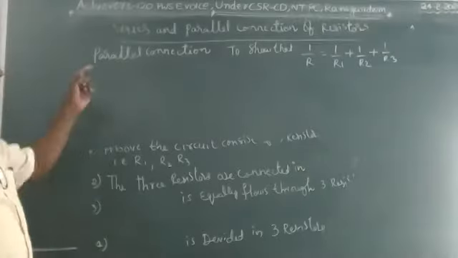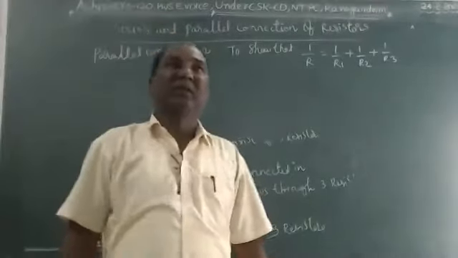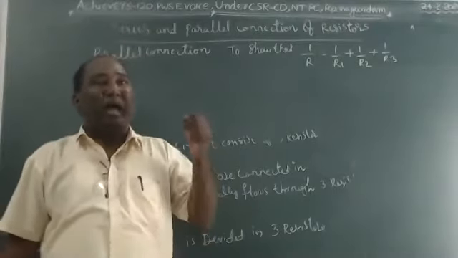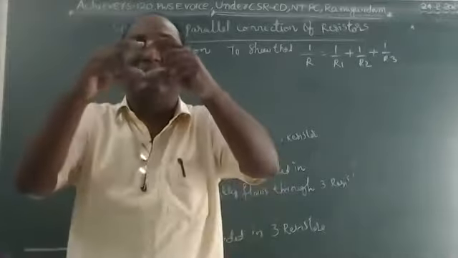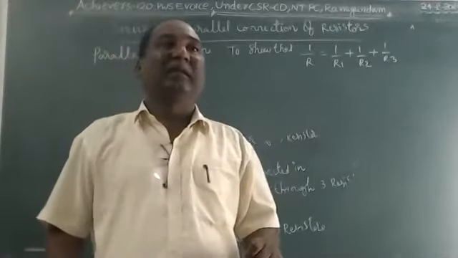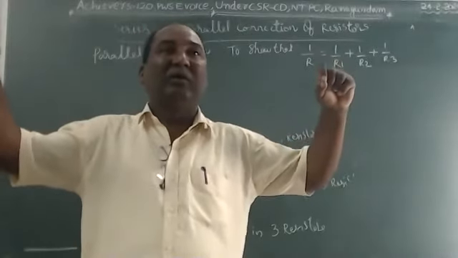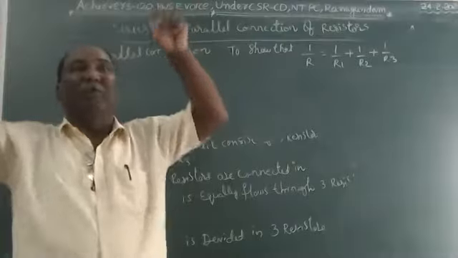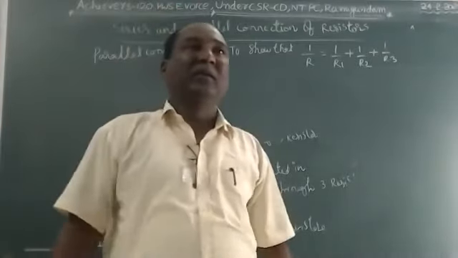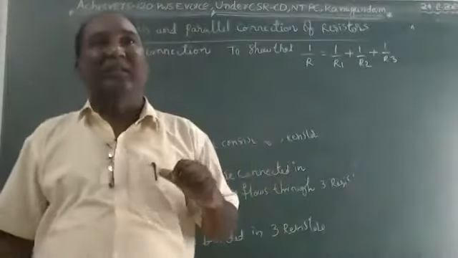Okay, children, in parallel connection, before that, what is meant by parallel connection? It means all the resistors' ends are connected to a common point. This type of connection we use in our home. In our home, the electric points are in parallel connection only, children.